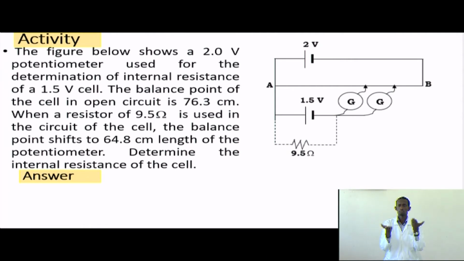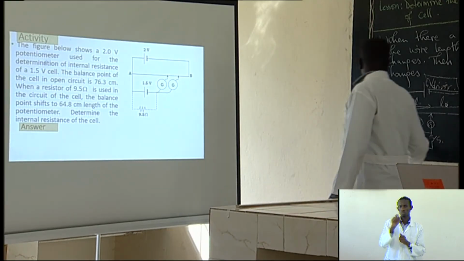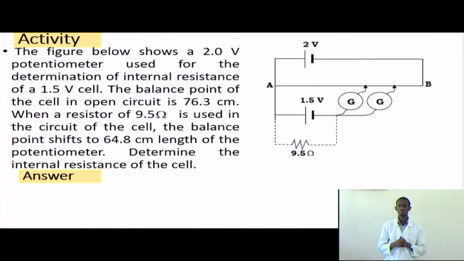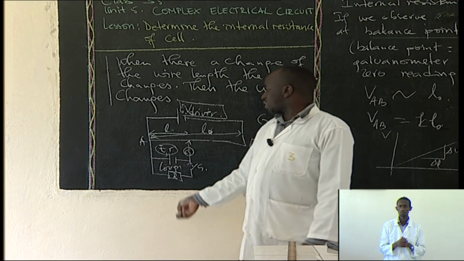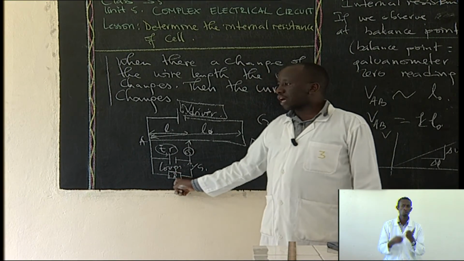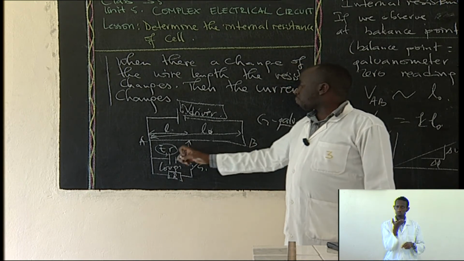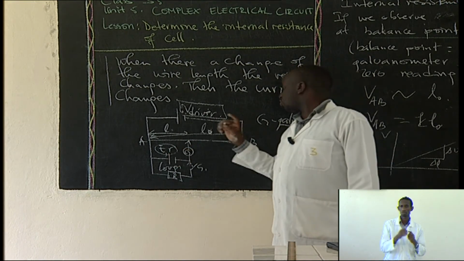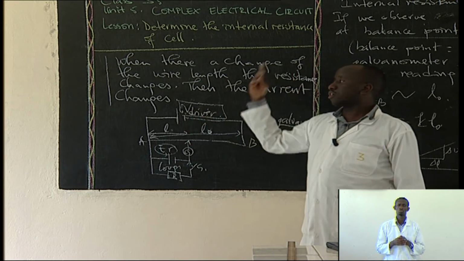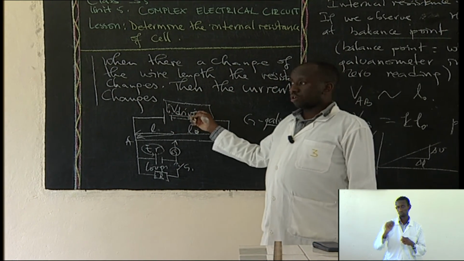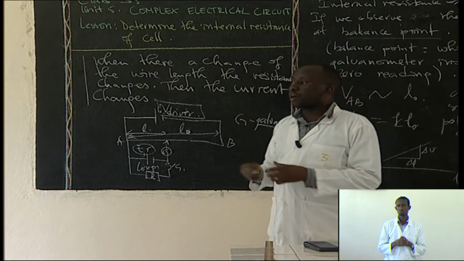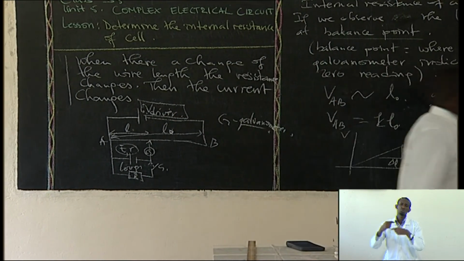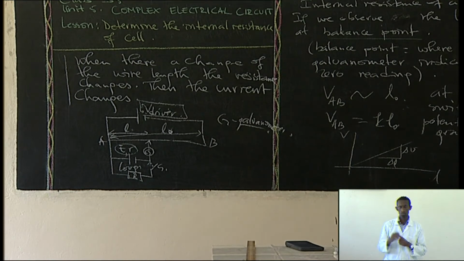What can we do? We find the internal resistance. You see, it is a similar diagram to what we used to demonstrate. It is the same. Try to do this: make this 9.5, and they put here 1.5 volts, and the driving voltage is 2 volts. So you put them there and then substitute. What is given there?